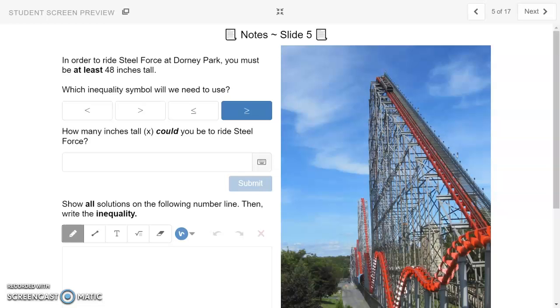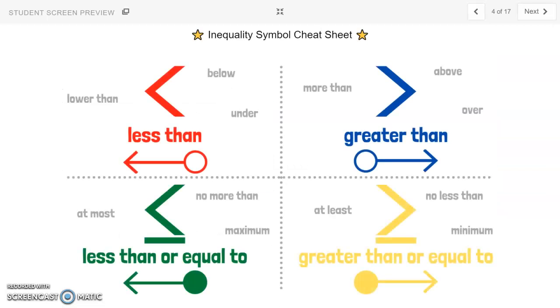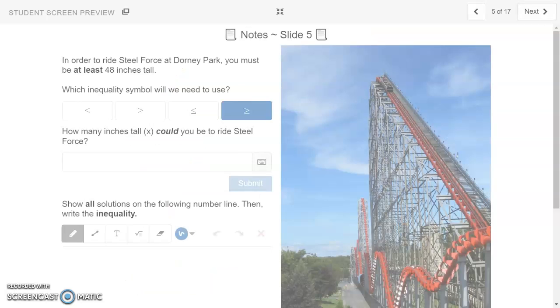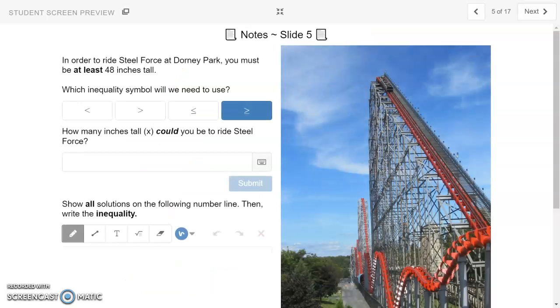So for our notes for slide 5, in order to ride Steel Force, which is a really fun roller coaster at Dorney Park, you must be at least 48 inches tall. So at least tells us, let's see if we can find it on our cheat sheet. Here it is, it's in the bottom right. So that tells us we need to use the symbol greater than or equal to. So that's going to be your 4th option.